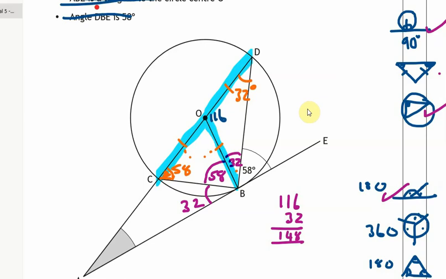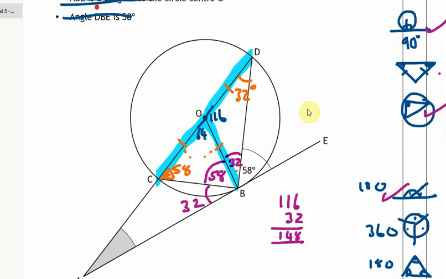Okay. Now again, we've got a straight line. So 180 minus 116 is going to give us 64 in here. And let's just check that. 64 plus 58 plus 58 should give us 180. So 58 times 2, that's 116 plus 64. Yep, cool, so I'm happy with that.